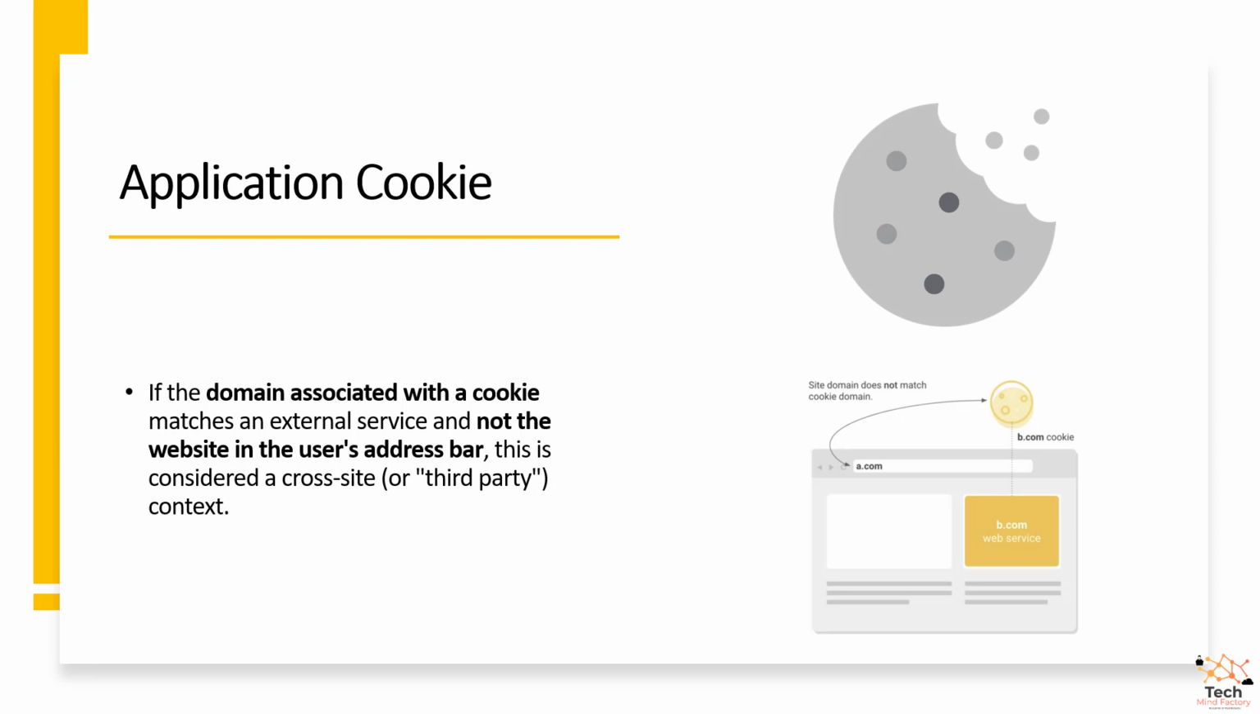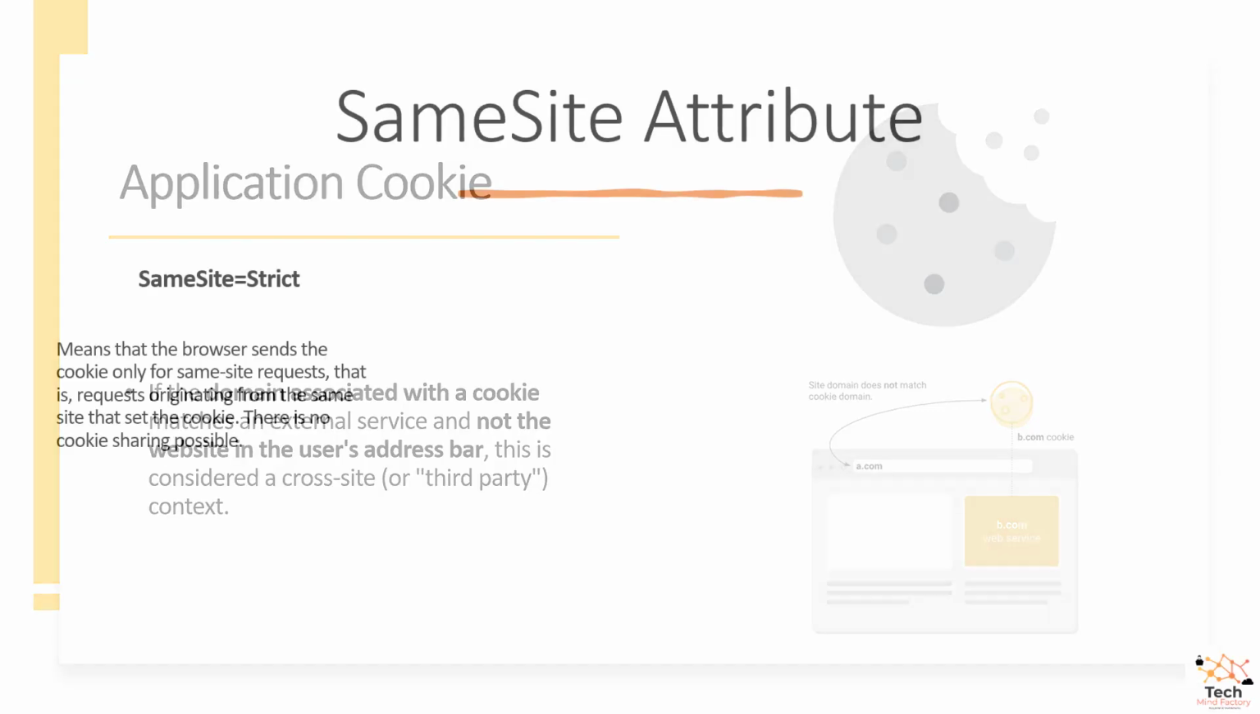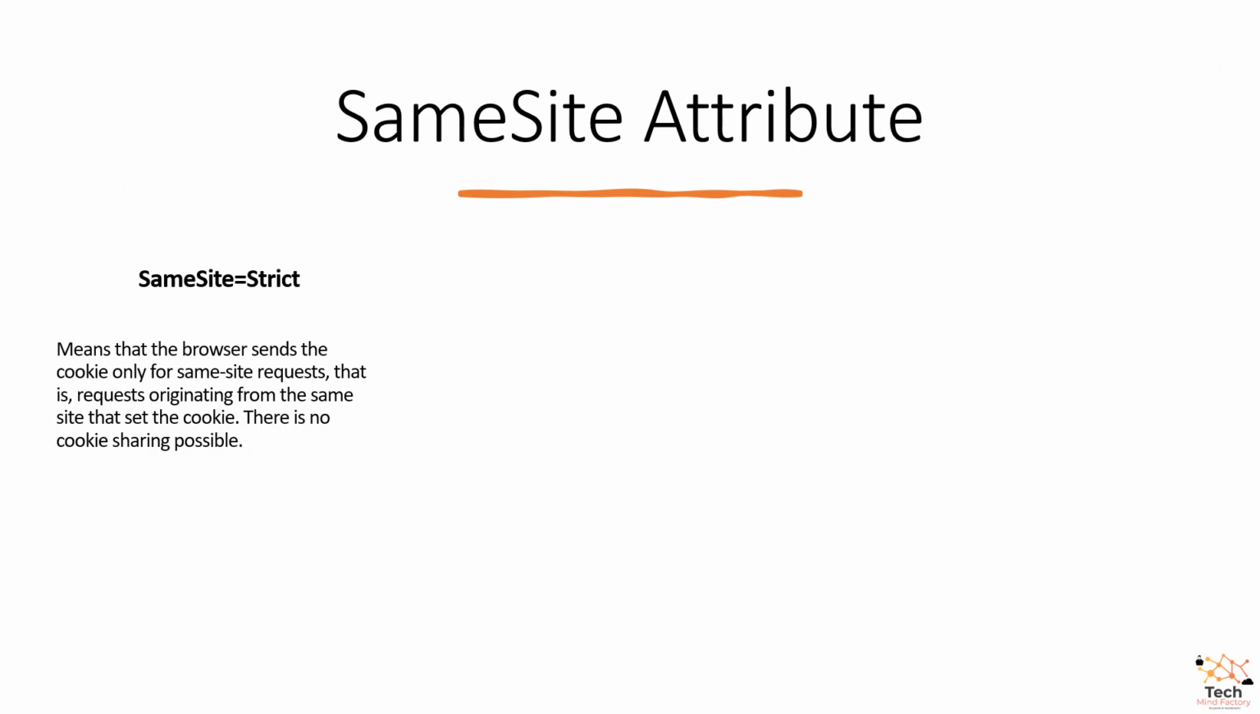If the domain associated with a cookie matches an external service and not the website in the user's address bar in the browser, this is considered a cross-site or third-party context. And this is very, very important from the single sign-out perspective, and we will discover soon why. So, if the cookie's domain does not match the address bar in the browser, we say that it's cross-site or third-party context access. So now let's talk more about the same-site attribute for the cookie.